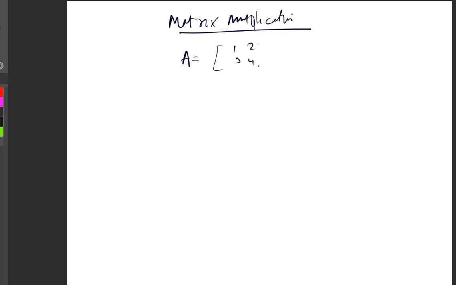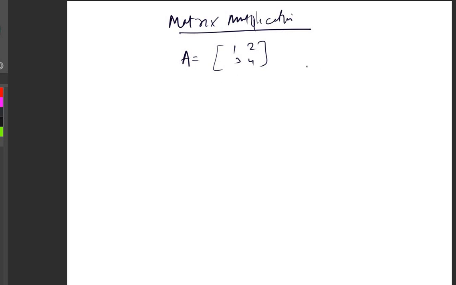So, matrix multiplication. Matrix multiplication is very, very different from scalar multiplication. Now for scalar multiplication, if I say I have a matrix A, which is 1, 2, 3, 4, scalar multiplication is just multiplying a number with the matrix.